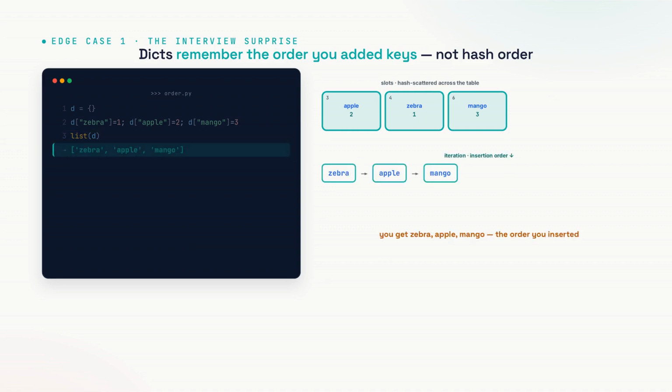But Python doesn't do that. You get zebra, apple, mango, the exact order you inserted them. Since Python 3.7 dicts remember insertion order, not hash order. That's the surprise. The open loop from the start of the video, closed.